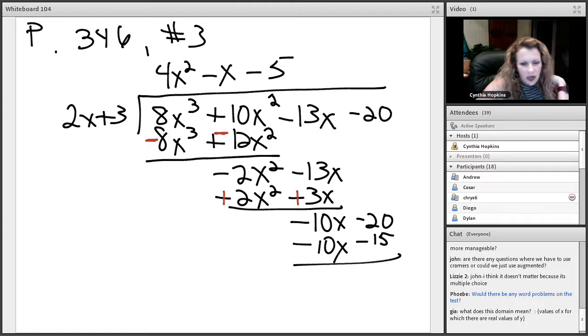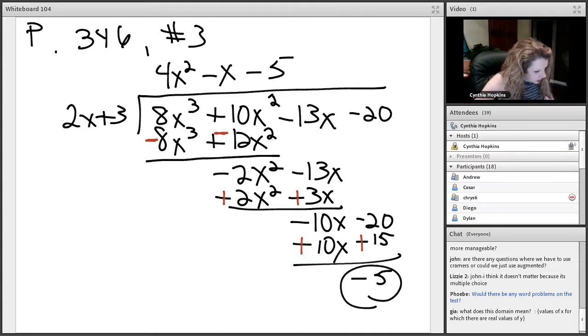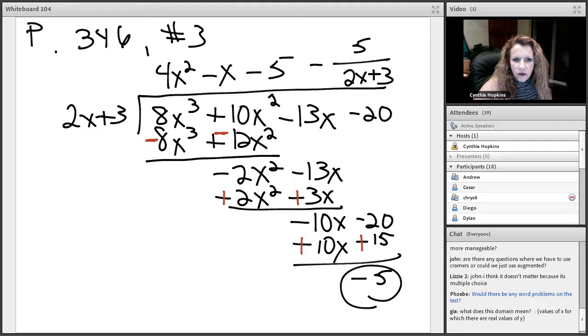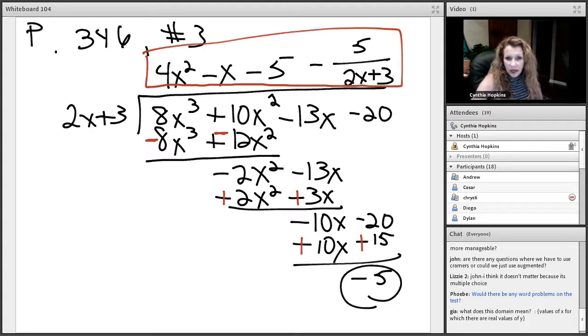And then don't stop the pattern now, just because we're on the last step. Change the sign, and then add. My x's cancel out. I get negative 5 for my remainder. And it says write the expression in mixed number form. So I'm going to write minus 5 over 2x plus 3. And what I am boxing in red is my answer. The 4x squared minus x minus 5, that's my quotient. And then I wrote minus 5 over 2x plus 3. So that's like my plus remainder over divisor.